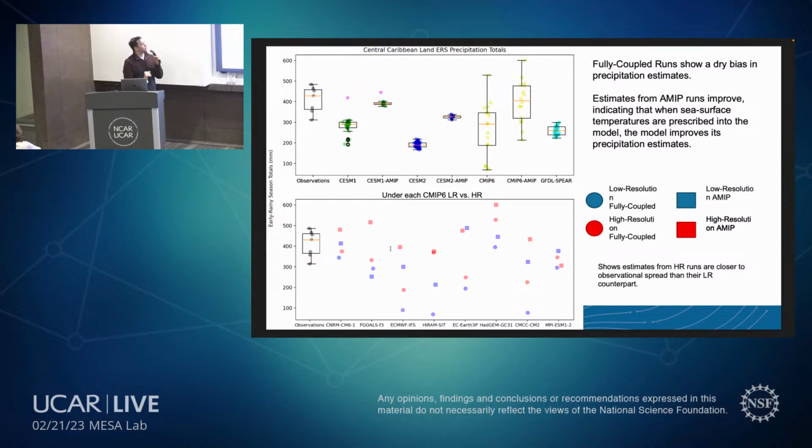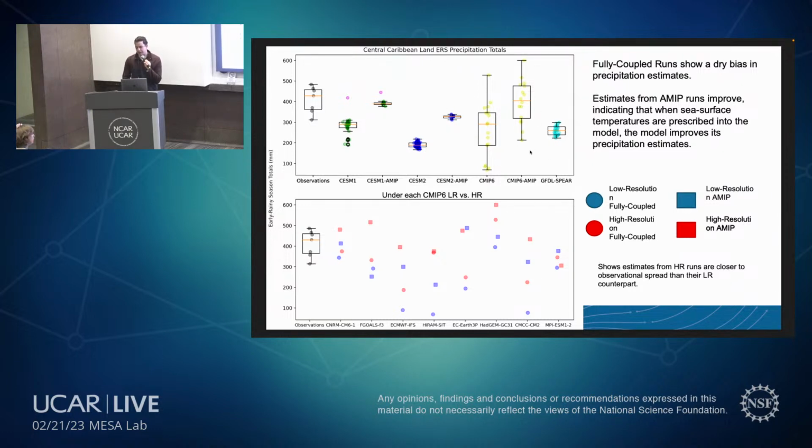And what we have are several of the different model groups, including the fully coupled runs and then the AMIP versions as well. And what we see is that many of the fully coupled runs, including the individual members shown in the dots, have values that are below what we see in the observational spread, whereas in the AMIP runs, we have values that are closer to what we see with the observations for, at least in this instance, precipitation totals during the early rainy season.